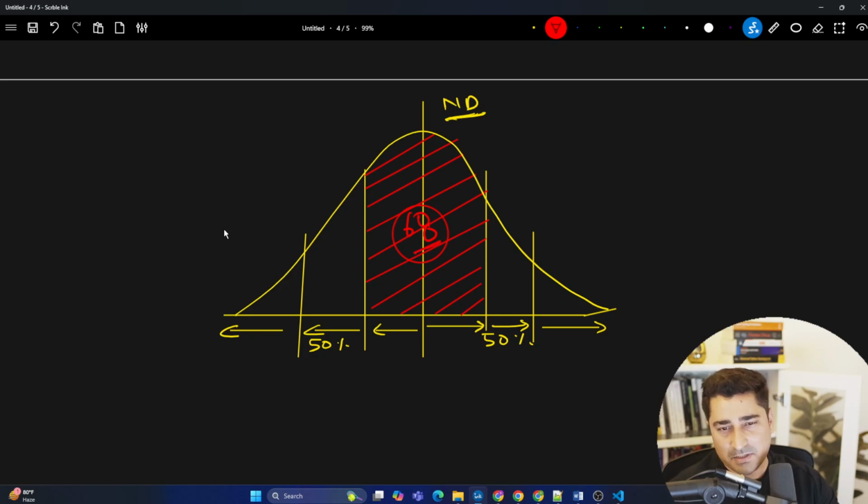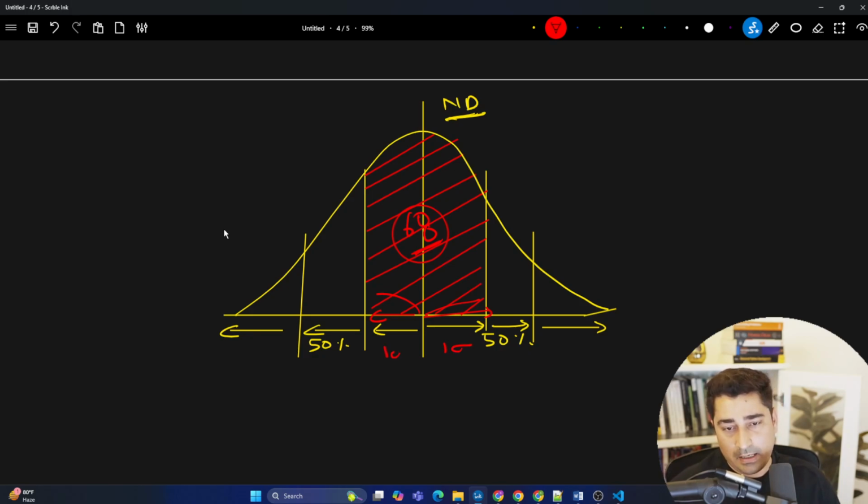So 68% of the data will exist in this particular region. This is half of the region, this is half the region. So you can just do 68 by 2 and you will be able to find out how much this side, how much this side, right? So 68% of the data will be held by this region itself, which is called one standard deviation.